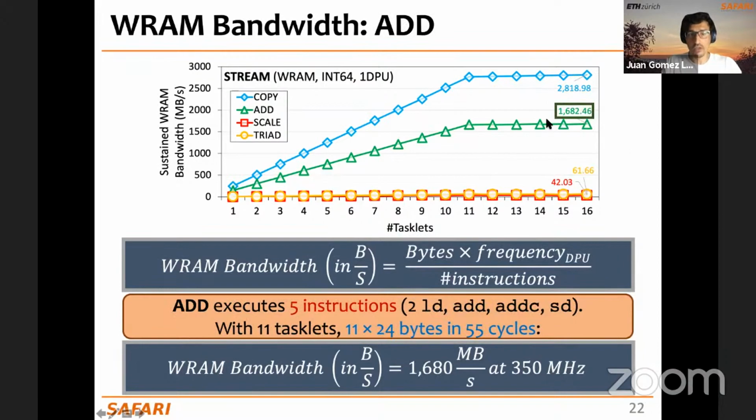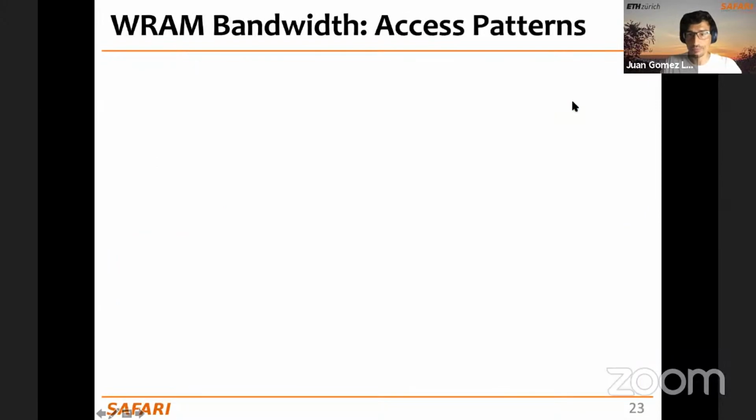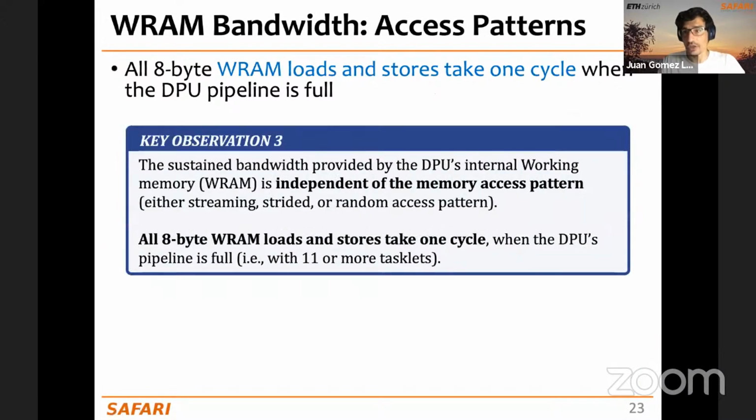So again, we can do the same for the addition stream benchmark. Here, in this case, we have 5 instructions. We have 2 loads. We have one ADC because we are operating on 64-bit integers, and we have one SD, one store to WRAM. With 11 tasklets, because we are reading from 2 arrays and writing to 1, we are reading or writing 24 bytes in total, and we do this in 55 cycles. So this is our estimated WRAM bandwidth, which is also essentially the same as we are measuring in our experiments. And we can do similar calculations for the other 2 versions of stream.